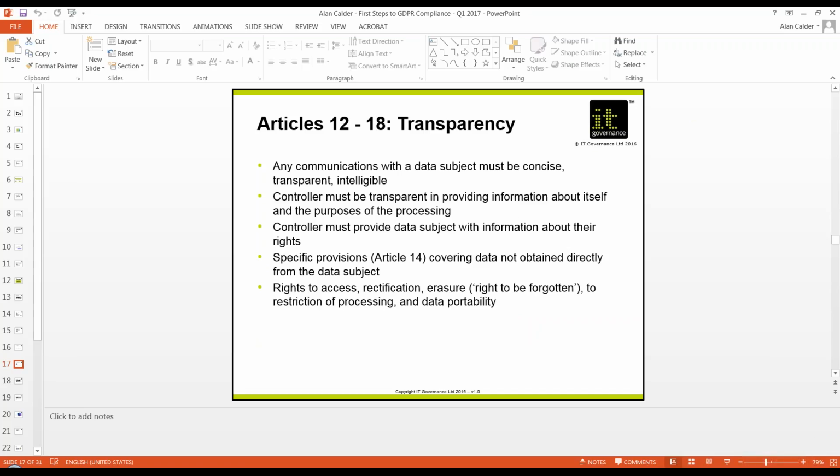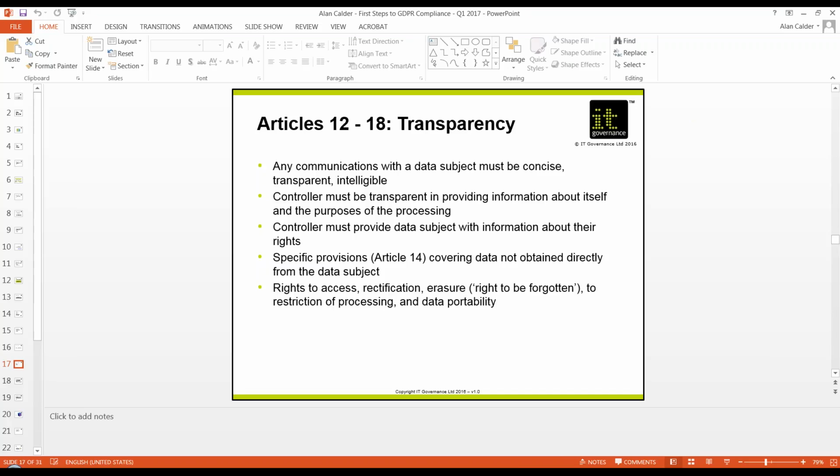GDPR says that your communications with data subjects must be transparent, so concise and intelligible. The subject access request, the way you respond to it, must be clear to them. They must be able to understand the information you've given them. You must tell them about yourself. You must give them all the necessary information about you, contact information about you. Tell them what their rights are. You're not allowed to leave them to work it out for themselves. You have to say these are your rights, this is how you exercise your rights.